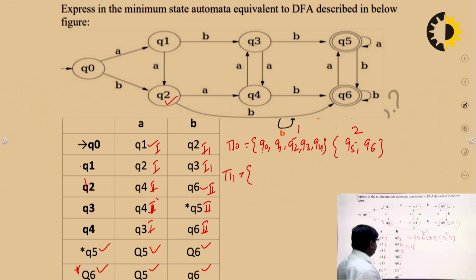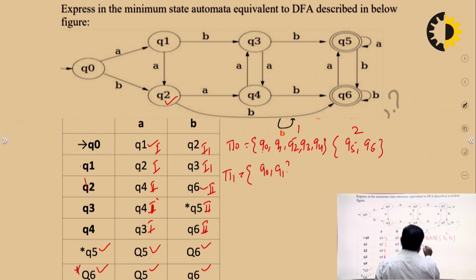So what is the next state? It means Q0, Q1 have a similar behavior. Q2, Q3 and Q4 have a similar behavior.